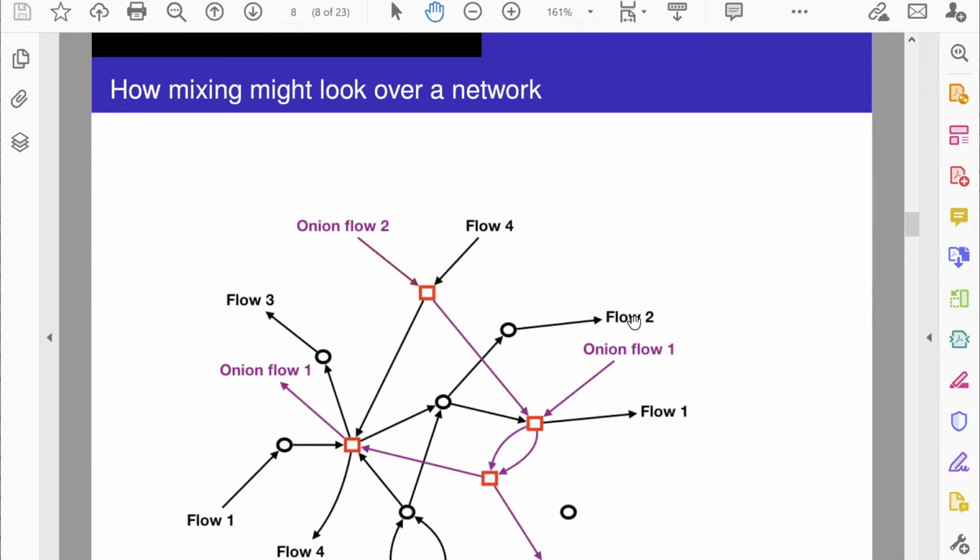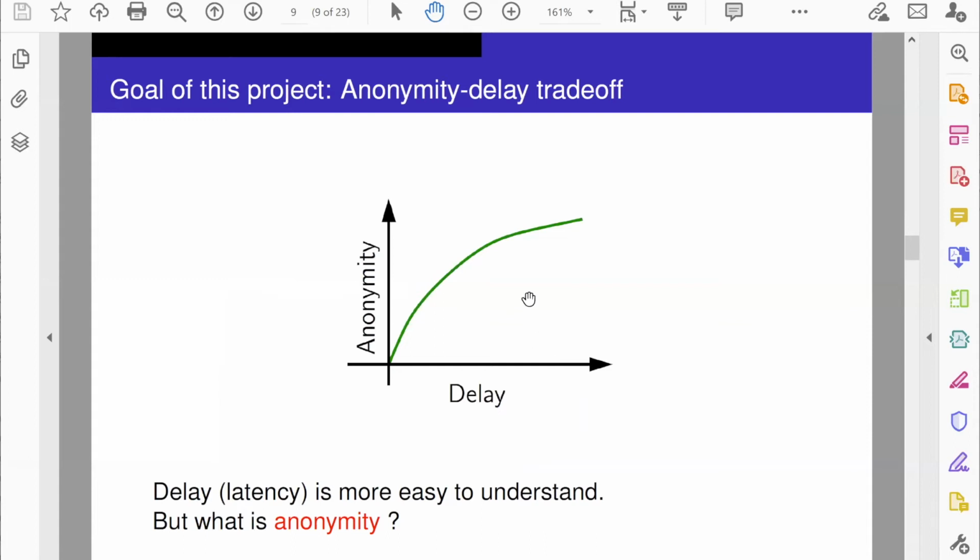So in a network, of course, there might be a lot of mix nodes sitting around. Those are these red squares. And there might be some flows that are not even using the capability of being anonymous. And then there may be some anonymous flows. And you somehow want to design the actions of the mix nodes in such a way as to enable as much anonymity as possible. Of course, that's an impossible problem to formulate at this level of complexity. But that's the kind of thing we're interested in.